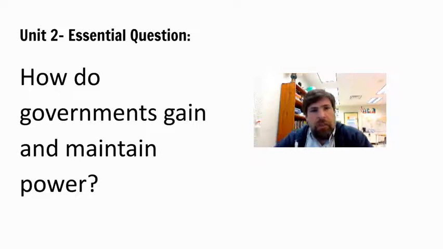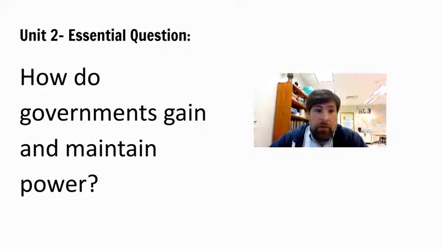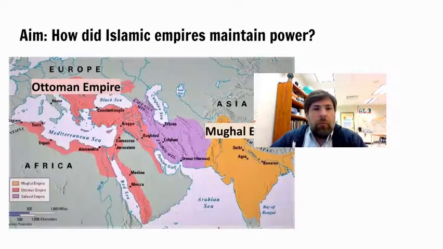Students, this is the beginning of Unit 2, which is all about Africa and Asia in the year 1500. So, 500 years ago. And we're going to be talking about governments and how they gain and maintain power. We're going to be looking at examples from Africa and Asia in around the year 1500. And we're going to start off today by talking about Islamic empires.